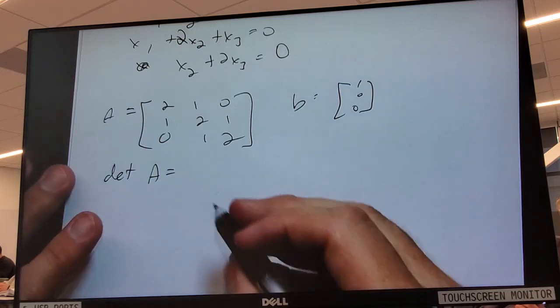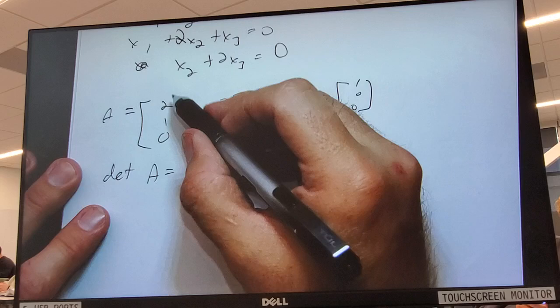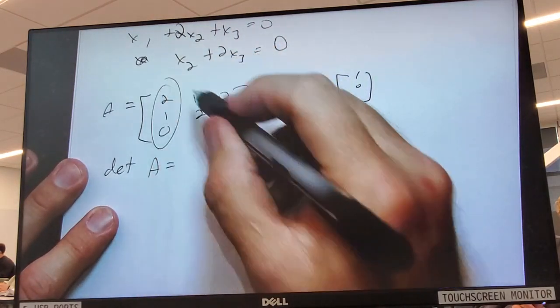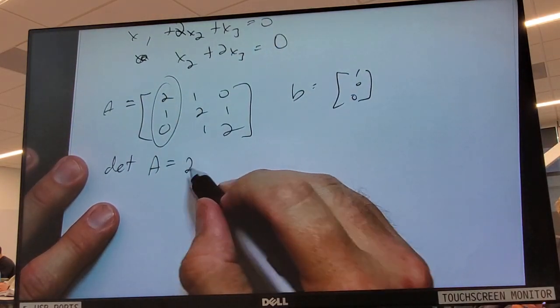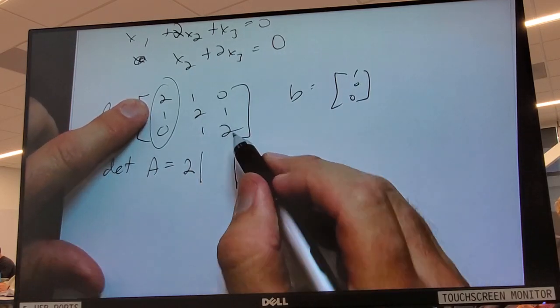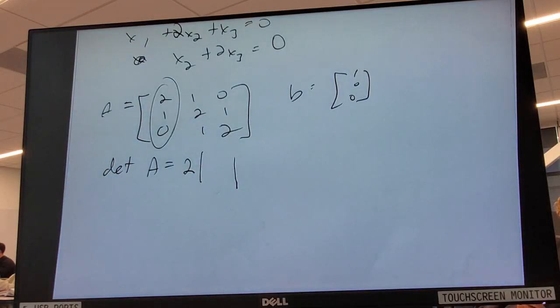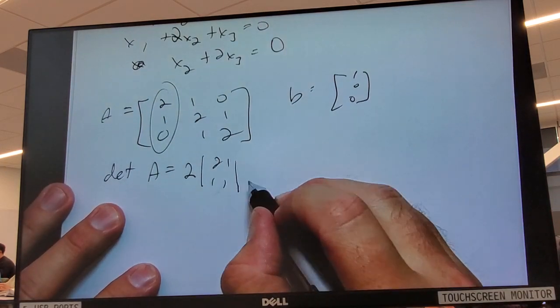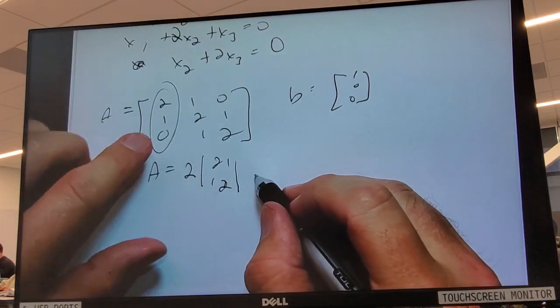Column, okay, that's the first thing I heard well enough to know what they're saying. So if I blow it up around this, it'll be 2 times the determinant of what? 2, 1, 1, 2, yes? That little offset, the one that you get if you remove everything that 2 is in? 2, 1, 1, 2. Jeff, that's awesome.